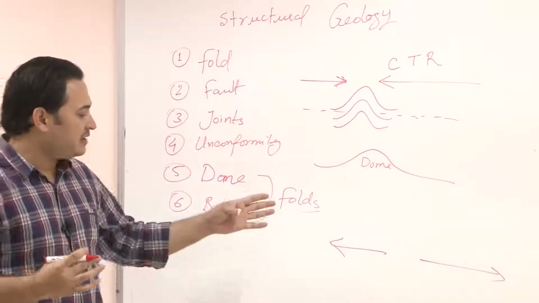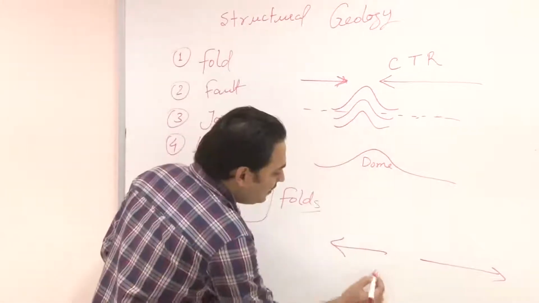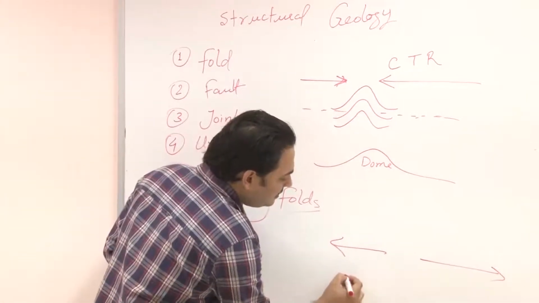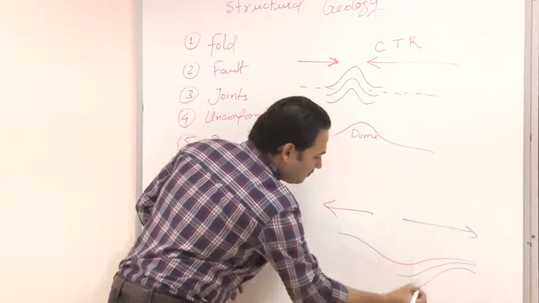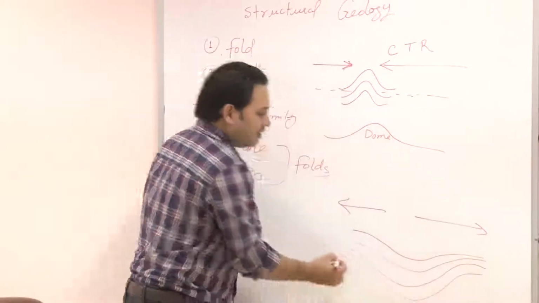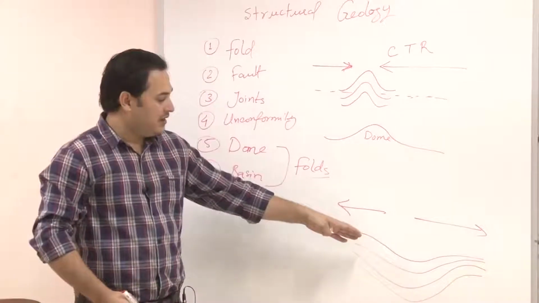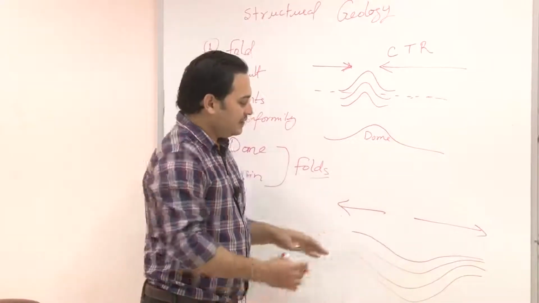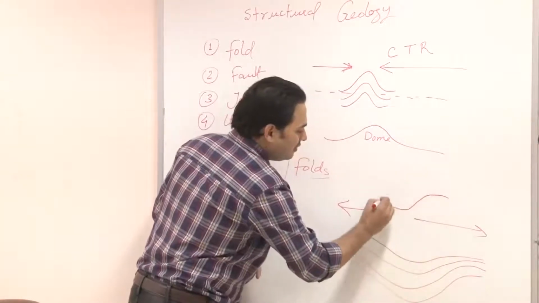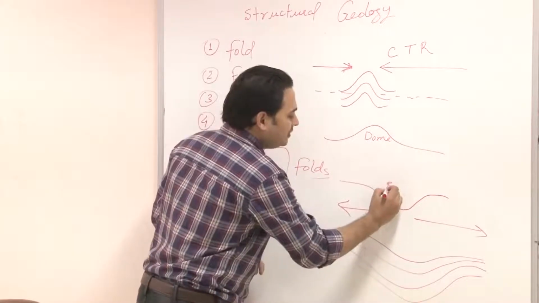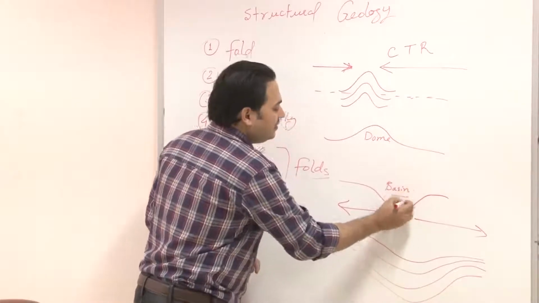What will happen under extensional environment? The strata becomes stressed out and will form a kind of depression. Okay. So, in these places we find a kind of depression or basin. So, this is termed as basin.